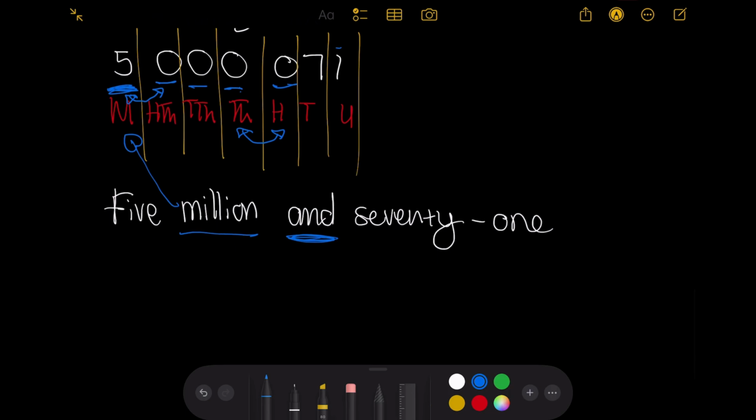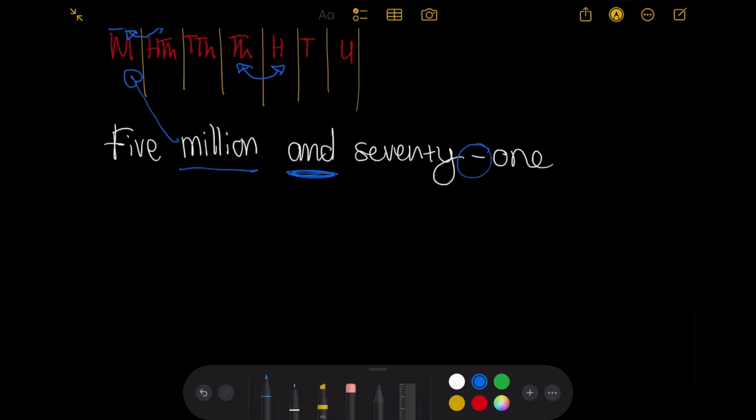And then, of course, because 71 is between 21 and 99, I hyphenate. I'm hoping that makes sense to everyone.